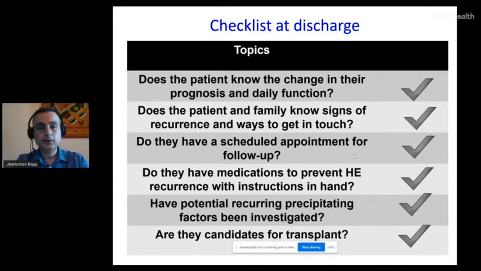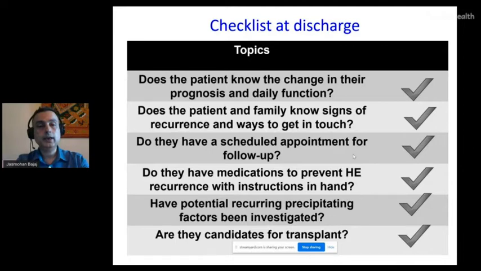This is very important because, as you know, when someone gets confused, the only person who doesn't know they're confused is the patient themselves. So the family really needs to know. Family or whoever is with the patient needs to know. And they are your eyes and ears to actually get in touch with you before the patient becomes comatose.